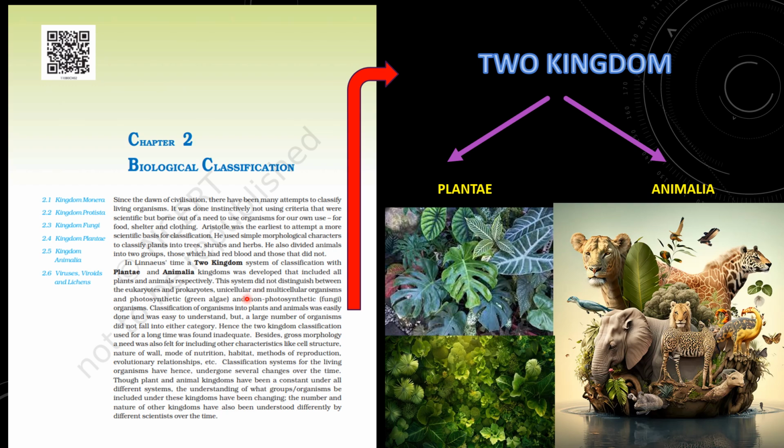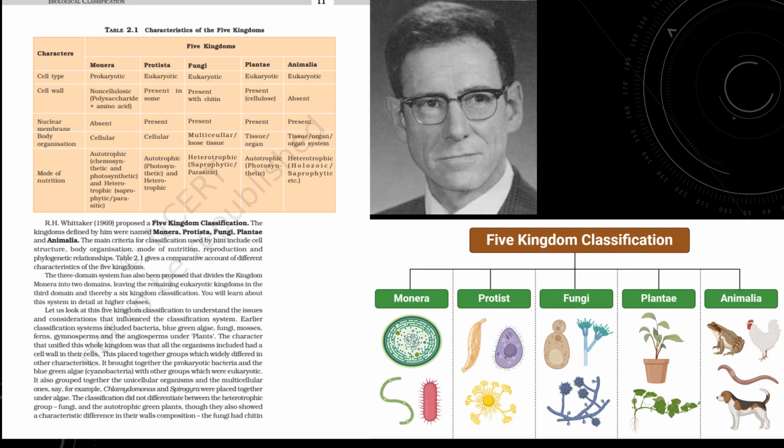Now coming to the next section, which includes a general classification. Here we can see the five kingdom classification. The five kingdom classification was put forward by R.H. Whittaker. There are five kingdoms. They are Monera, Protista, Plantae, Fungi, and Animalia.